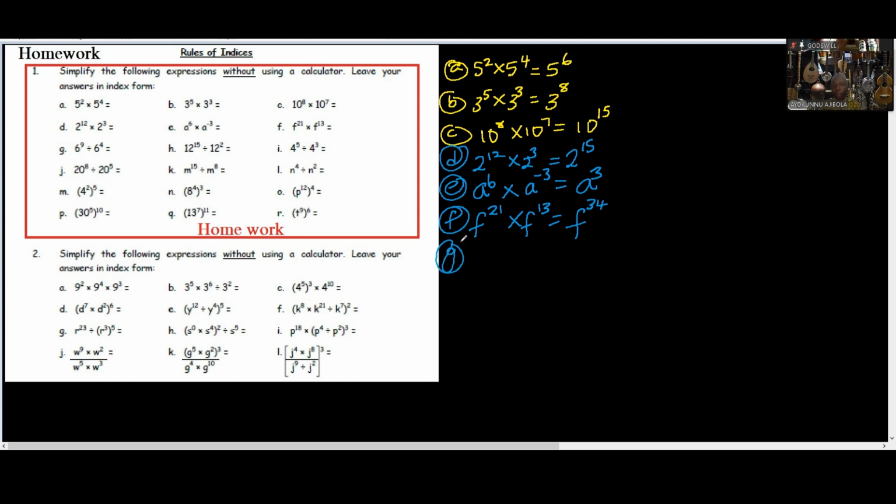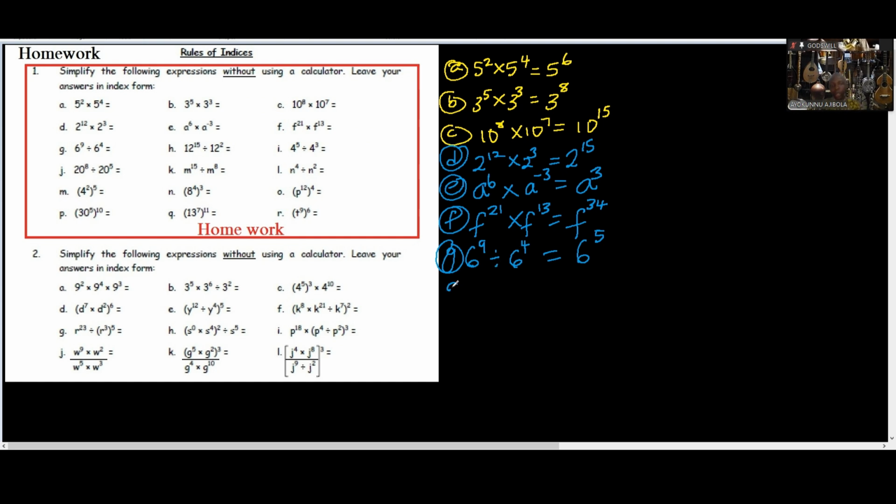Then option G, we have 6 raised to the power 9 divided by 6 raised to the power 4. Because this is division, I will pick one of the 6, then I'll subtract the power. 9 minus 4 gives me 5. So whenever it's division, you subtract the power. But whenever it's multiplication, you add up the power, like 12 plus 3 gives 15. But this one we didn't add because the other power has a negative sign.